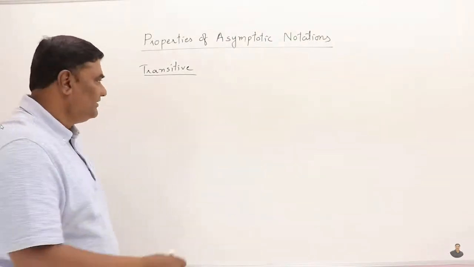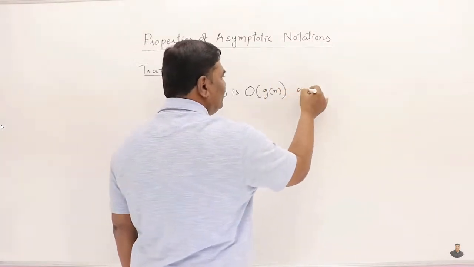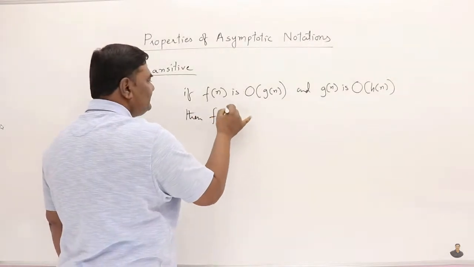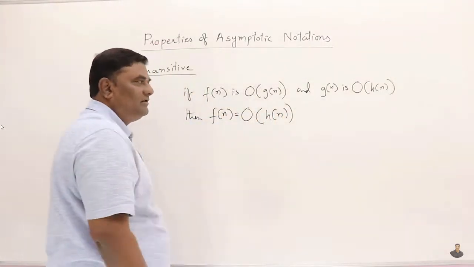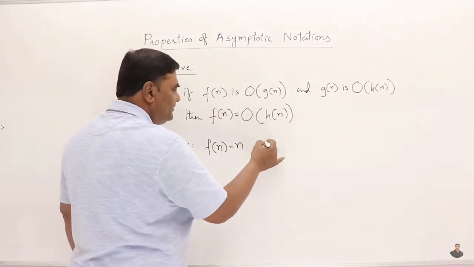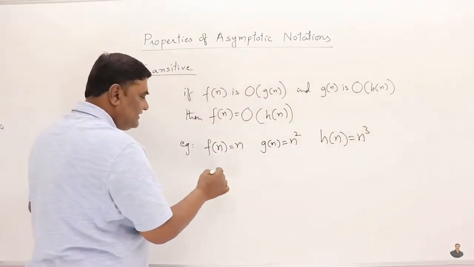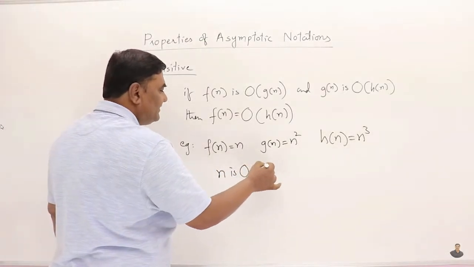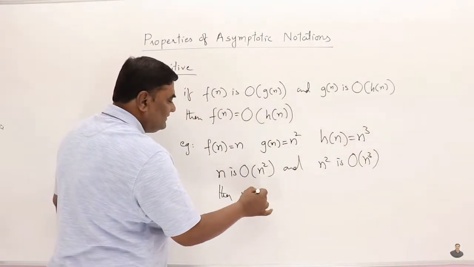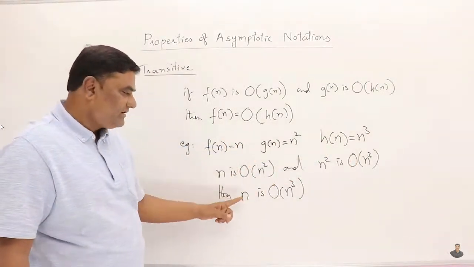Next is transitive property. If you have f of n is big O of g of n and g of n is big O of h of n, then f of n is big O of h of n. Yes, this is true. Let us take an example. I will try to write upper bounds. F of n is suppose n, and g of n is n squared, and h of n is n cubed. If these are the functions, then n is big O of n squared, and n squared is big O of n cubed. Then n is big O of n cubed. See, this is f of n, g of n, g of n, h of n. So here, f of n and h of n.